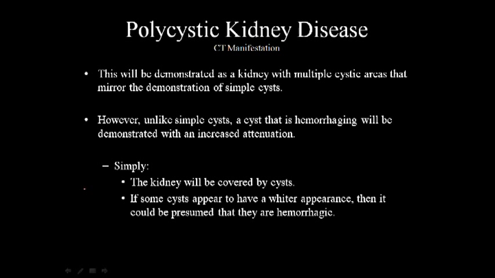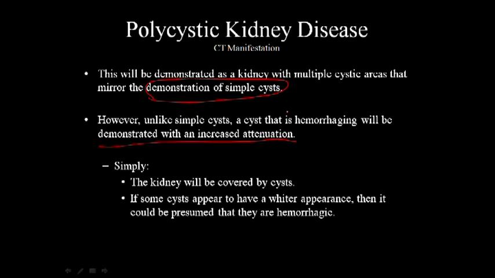So basically, what it looks like on CT is that there's going to be the kidney demonstrated with multiple cystic areas that mirror the demonstration of simple cysts. So they're going to look like the cysts that we saw previously, only there's going to be lots of them. However, unlike simple cysts, a cyst that is hemorrhaging will be demonstrated with an increased attenuation.